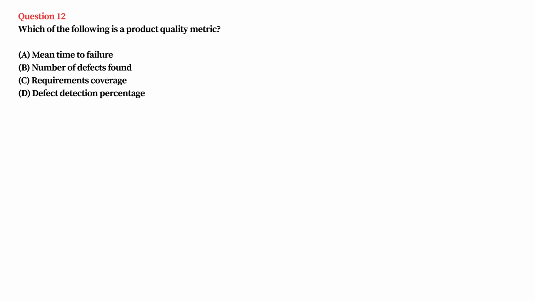Answer A is correct. Product quality metrics measure quality characteristics. Mean time to failure measures maturity, so it is a product quality metric. Answer B is not correct. This is an example of a defect metric, not a product quality metric.